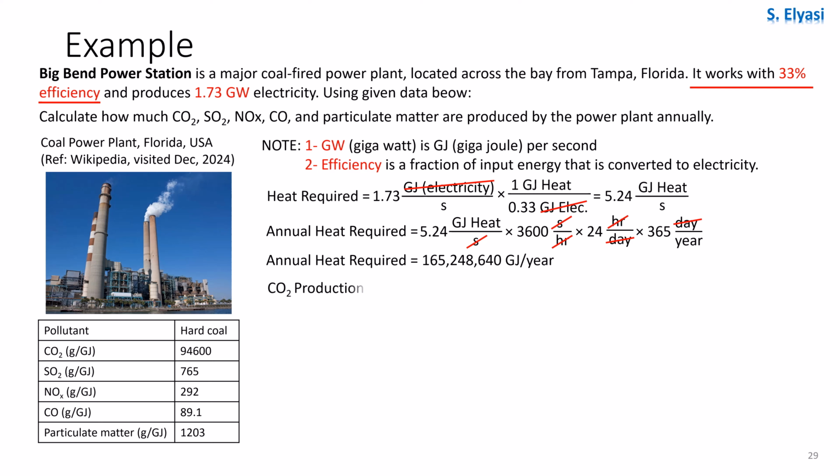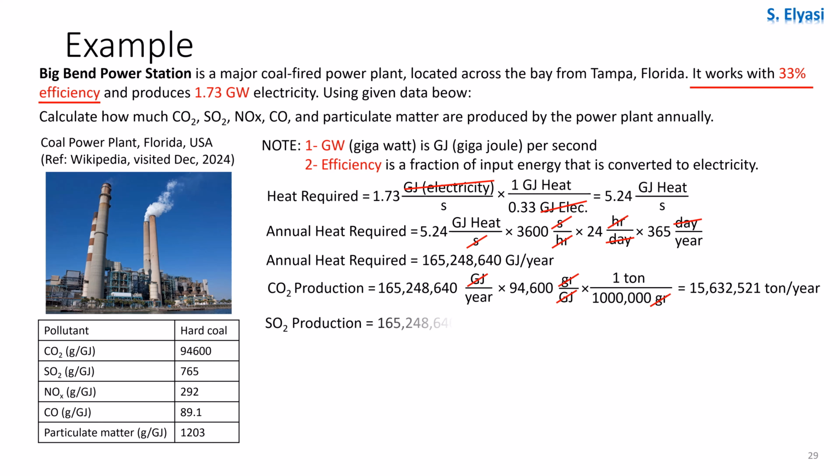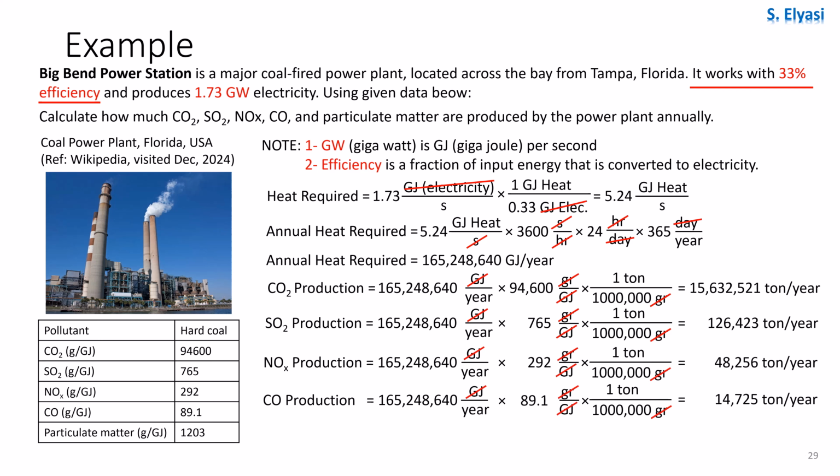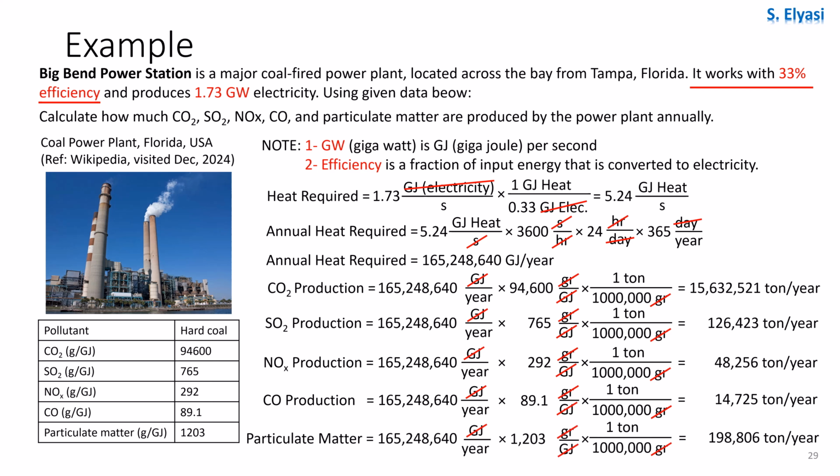To calculate the annual pollutant output, we multiply the energy produced by the emission factors from the table. The results, expressed in grams, are then converted to metric tons. This power plant produces approximately 15.6 megatons of carbon dioxide, 126 kilotons of sulfur dioxide, 14.8 kilotons of nitrogen oxides, 14.7 kilotons of carbon monoxide, and nearly 199 kilotons of particulate matter annually.